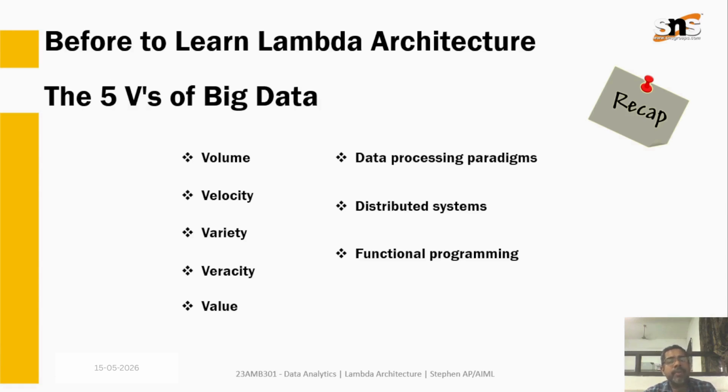It also provides data processing, distributed systems, and functional programming. It's also okay with big data. In the next episode we are going to talk about the prime difference between big data and Lambda architecture.